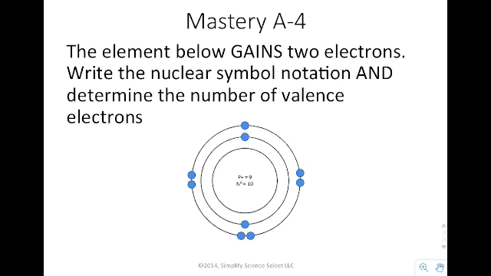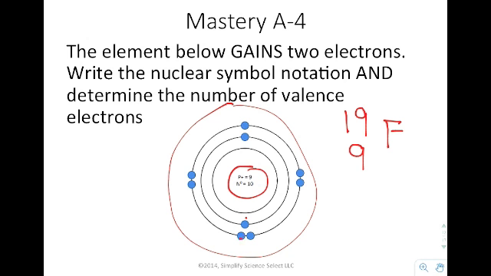Okay, it says the element below gains 2 electrons. Write the nuclear symbol notation and determine the number of valence electrons. If you look right here, the first thing we do is say, if I'm writing it in nuclear symbol notation, I know it has an atomic mass of 19 because that's the number of protons and neutrons. We know it has an atomic number of 9, so that's going to make it fluorine. As it's drawn, we know it has 1, 2, 3, 4, 5, 6, 7, 8, 9 electrons. So right now it's neutral, but it says it gains 2 electrons.